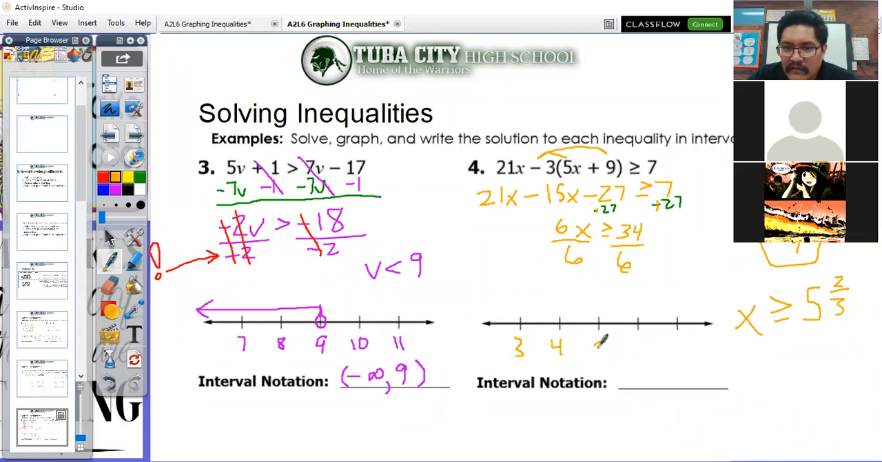So 3, 4, 5, 6, 7. 5 and 2/3 is a little bit more than 5. Well, it's actually a little bit less than 6, but it's between 5 and 6. So to graph it, I'm going to take 3 and divide this area between 5 and 6 into 3 equal segments. It doesn't have to be perfect.